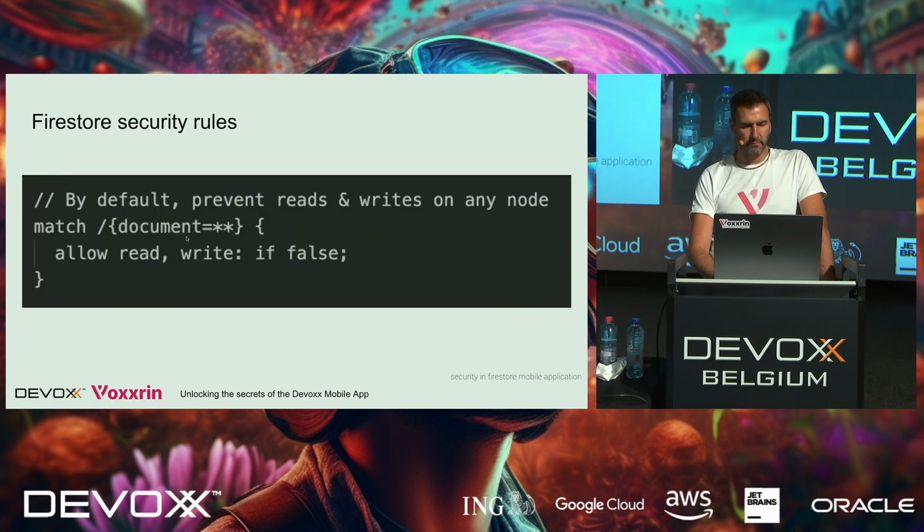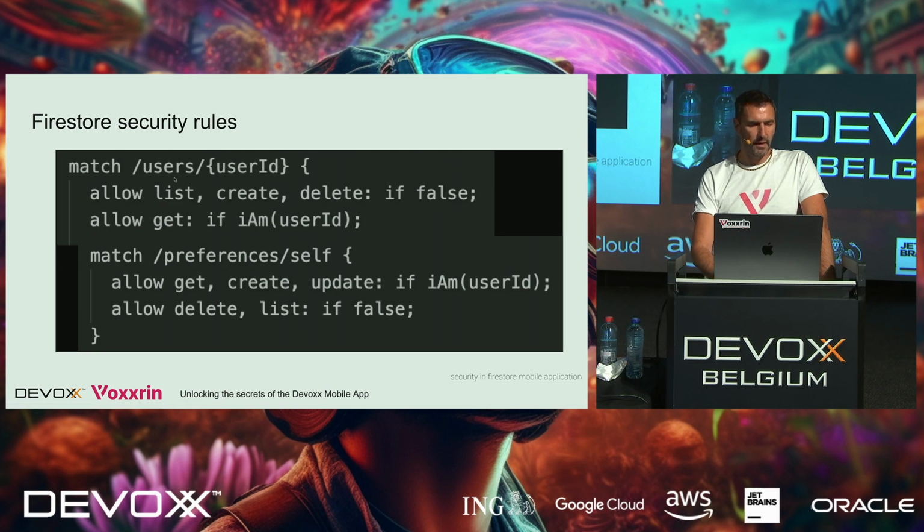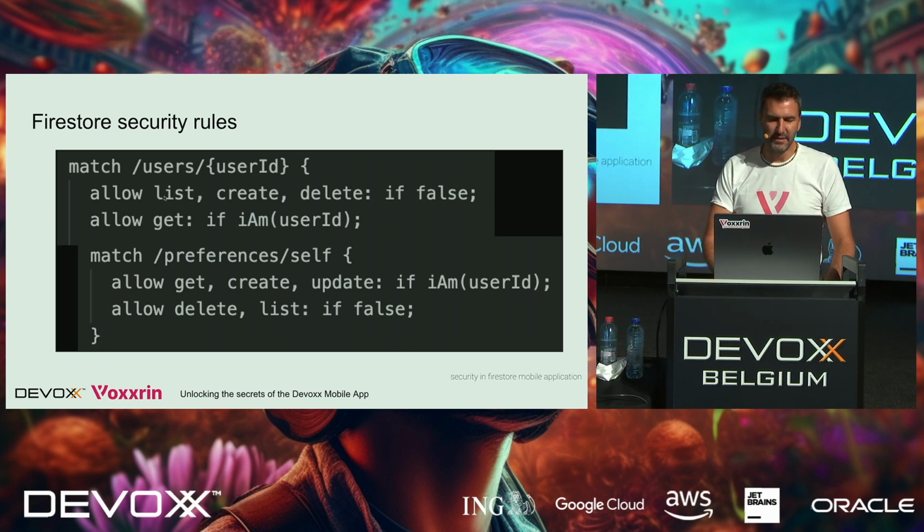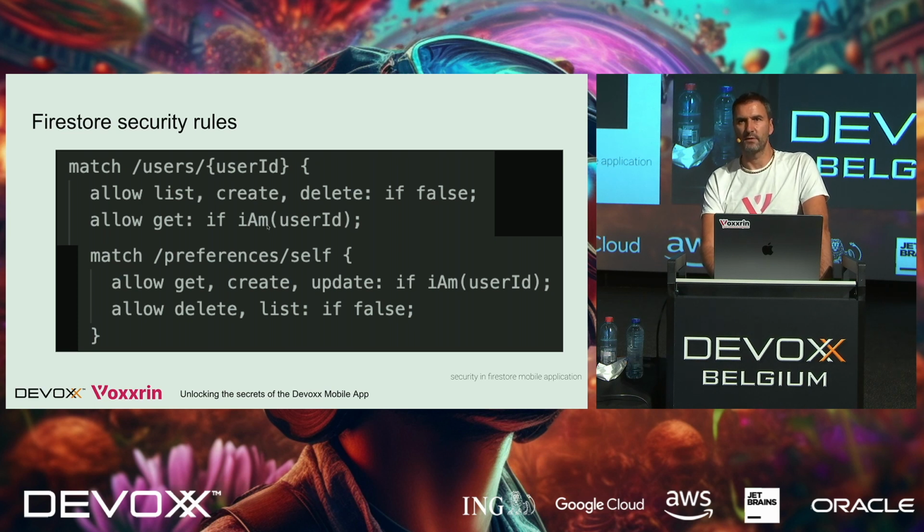Then we have a rule saying that by default, we prevent read and writes on any document like that. And then we have a document representing a user. And for that document, we say that we allow, the way to write that is a bit strange because you say allow if false. So it's disallow to list, create, and delete. So locally, people won't be able to list other users or create user or delete user. And you allow get if I am user ID. Here is where we use the function. And then we can get subdocuments and rules for the subdocuments.